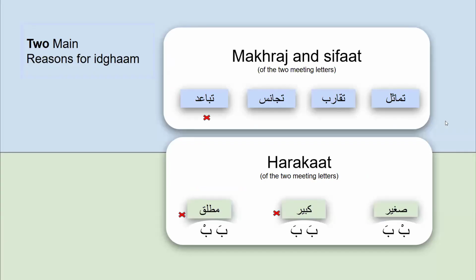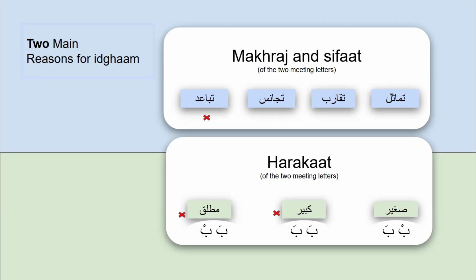As we learnt before, there are two main reasons for idgham. Idgham is done due to the makhraj and sifat of the two meeting letters, and it is done according to the harakat of the two meeting letters. First, when we see the two meeting letters, we need to know their relationship. Is it tamathul? Means are the two letters the same in makhraj and same in sifat? Or are the two meeting letters in their taqarub relationship, means they are near in makhraj or in sifat, or both in makhraj and sifat?